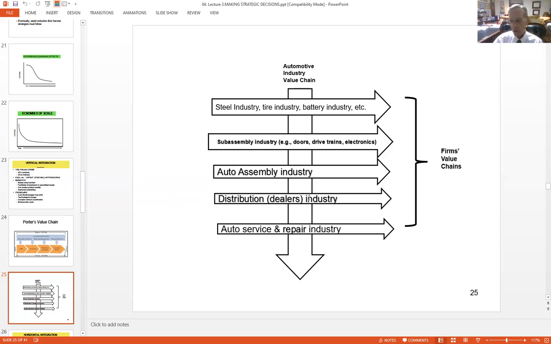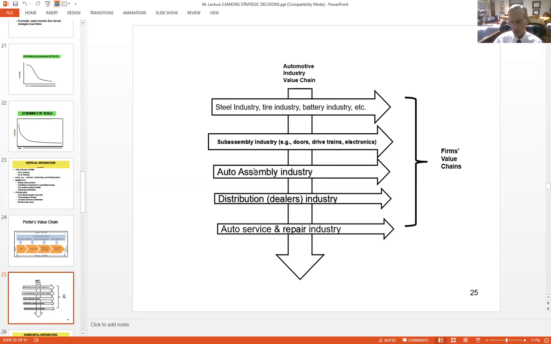Because it consists of dealers who take these cars and sell them to you and me. Not only that, but in addition to their service departments, there are businesses that deal in auto service and repair. So it's a rather large, complicated industry. What's interesting is that although this is the industry's value chain when we look at it vertically, if we look horizontally, what might we find?